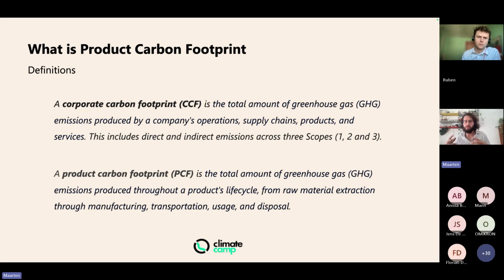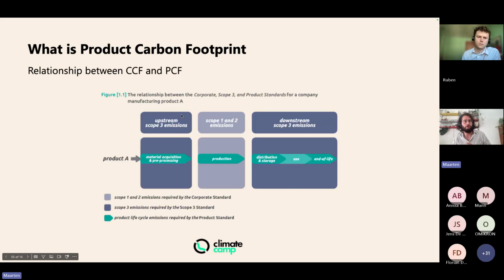and product carbon footprint. Where corporate carbon footprint looks at the entire organization, a product carbon footprint will just take the total amount of greenhouse gas emissions, but take it throughout one product's life cycle, from raw material extraction through manufacturing, transportation, usage, and disposal. So if you then look towards the relationship between product carbon footprint and corporate carbon footprint, everything here in blue represents your corporate carbon footprint.